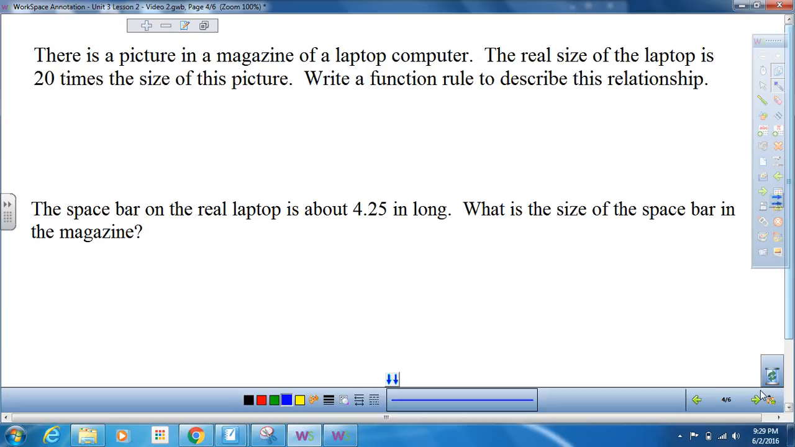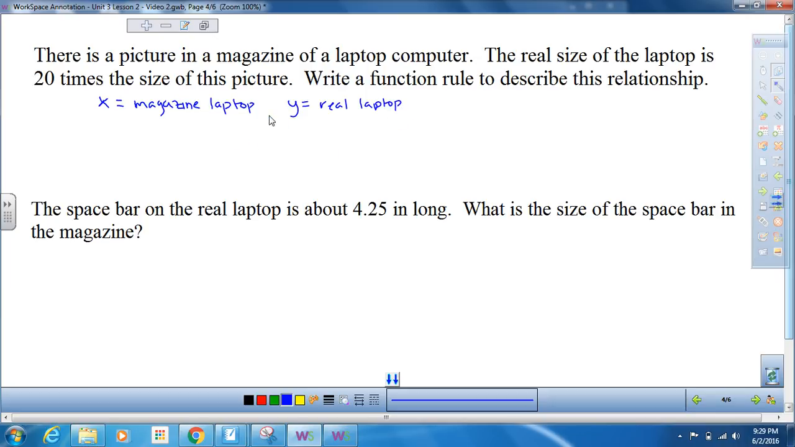So we have two variables. We could call them x and y, or we could call them other things too. So we have the size of the magazine laptop, and we have the real laptop.